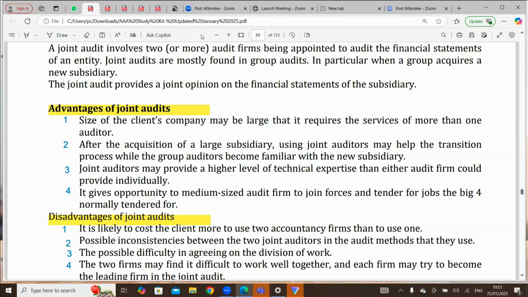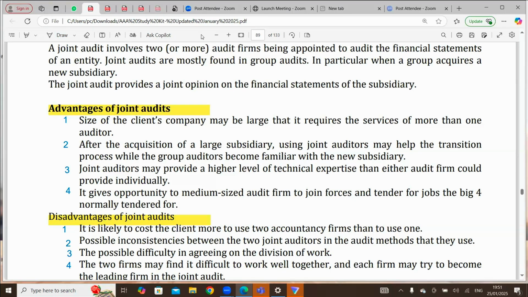Okay, and it even happens in our today's world. Sometimes the big four can engage a big four and another small audit firm to carry out an audit work. You understand? So let's read what we have there directly.